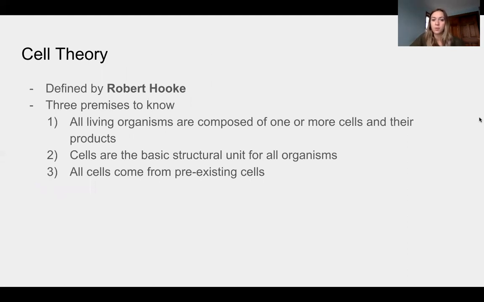All right, so the premises of cell theory, there's 3. These were defined by Robert Hooke. The 3 premises are that all living organisms are composed of one or more cells and their products, cells are the basic structural unit for all organisms, and all cells come from pre-existing cells. So it's pretty basic, but that's really all that you need to know for the MCAT about cell theory.